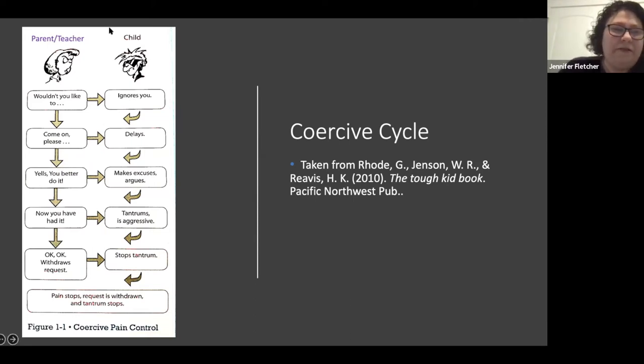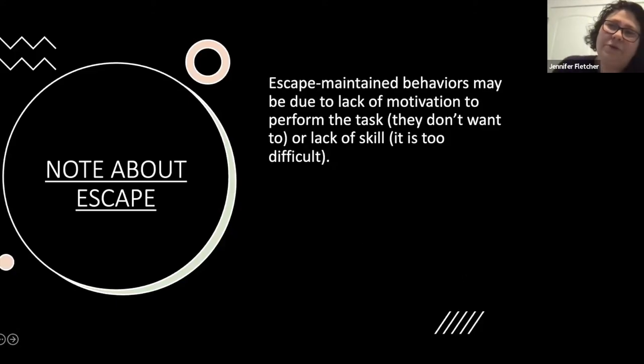And one of the worst things that tends to happen with this cycle is that if it keeps working, they get to escape and avoid constantly through this cycle. You'll get to the point where the parent or the teacher says, hey, please go clean your room, and they'll immediately jump right to the tantrum or become aggressive, because they've learned that that stops the request, and they just want you to stop faster. So, something to be aware of. And then we will talk about another note.